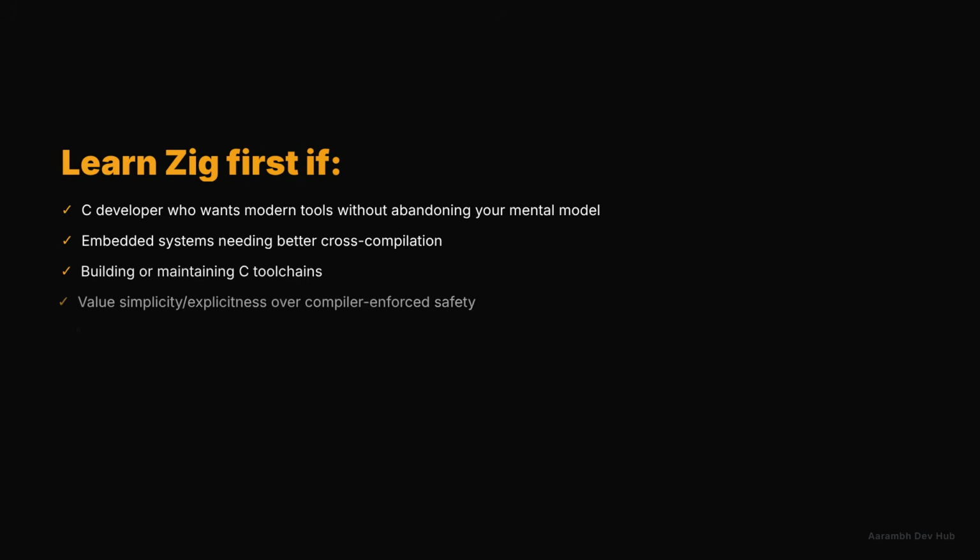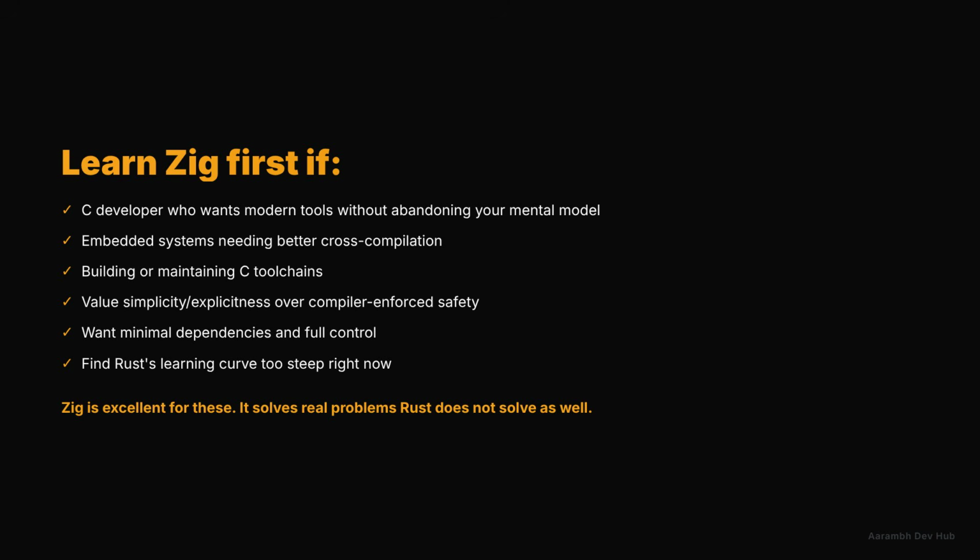Learn Zig first if any of these describe you. You are a C developer who wants a modern language without abandoning your mental model. You work on embedded systems and need better cross-compilation. You are building or maintaining C toolchains. You value simplicity and explicitness over compiler-enforced safety. You are building a project where you want minimal dependencies and full control. You find Rust's learning curve too steep for your current situation. Zig is an excellent language for these use cases. It solves real problems that Rust does not solve as well.